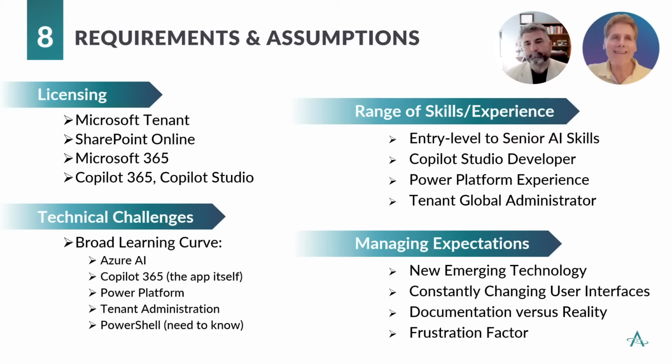Well, I think there's a few things on this list that are main things they should have. They should have a license to Copilot 365, which gives you the ability to use Copilot Studio. If you have good AI knowledge, if you've had some experience with the Power Platform with tenant administration, that'd be helpful as well. But if you're hiring somebody to do this, you'd look for anywhere from entry level to senior AI skills for a Copilot Studio developer. And if they have Power Platform experience and you're using them as a tenant global administrator, they have access to one, that's very good.